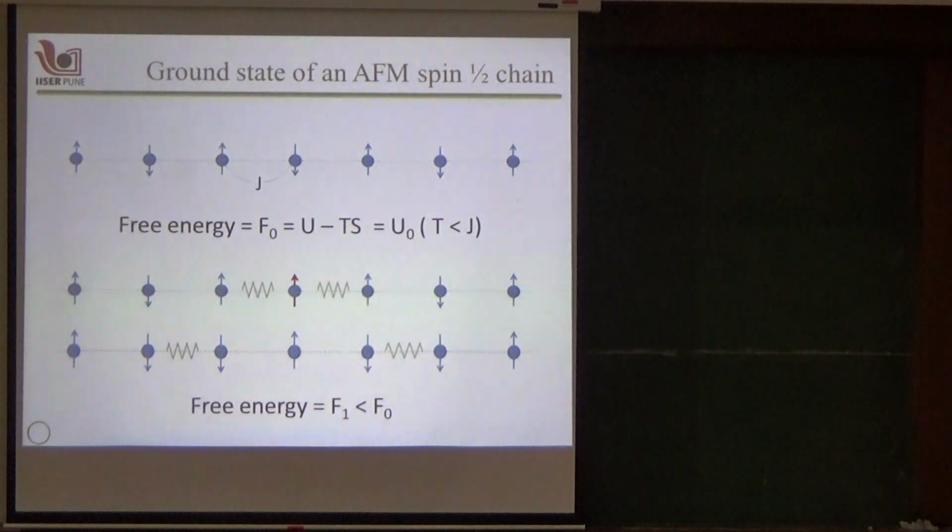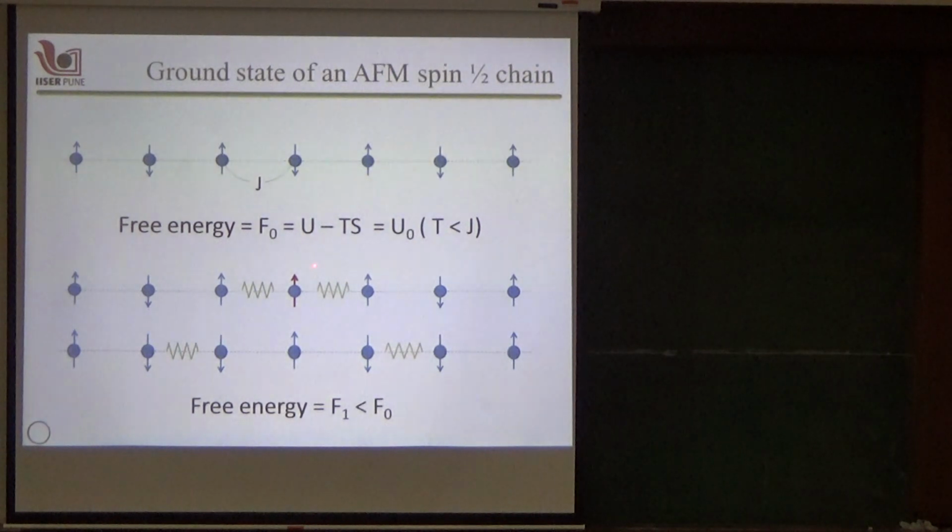You expect that as you lower the temperature below the scale set by the exchange interaction, you expect a phase transition, you expect your system to undergo a magnetic ordering, and that's what happens in three-dimensional magnets. So here, let's look at the free energy of this state. Let's say the free energy is U naught. And because this state is unique, the entropy associated with this state is 0. So the free energy in this case is totally magnetic, and we call it U naught.